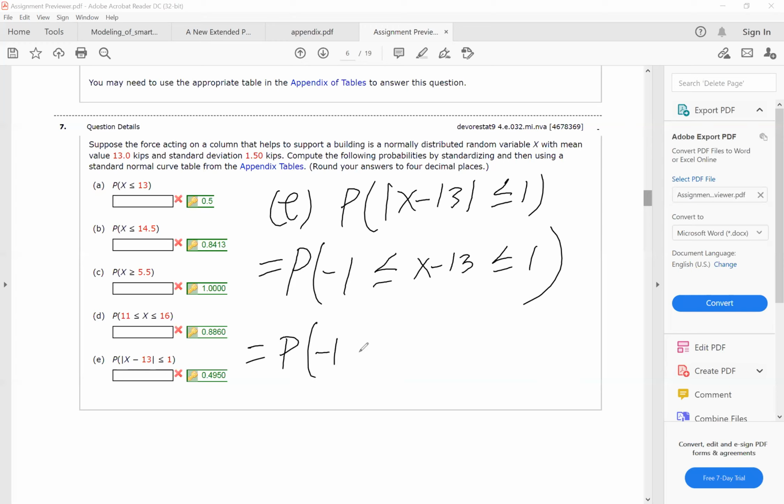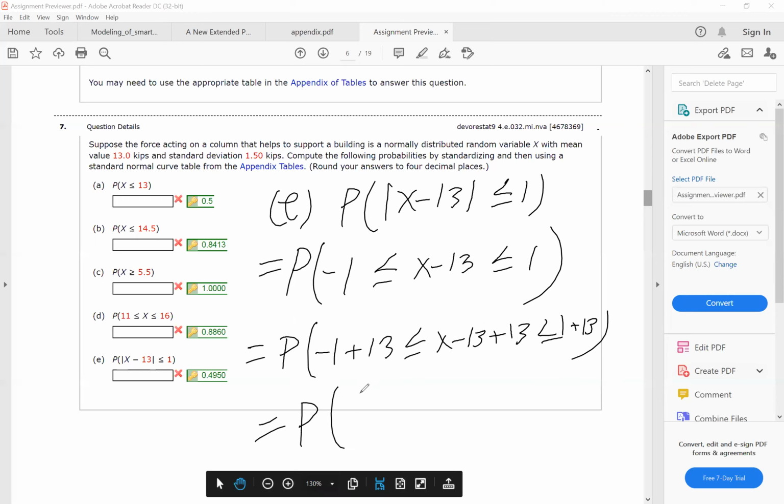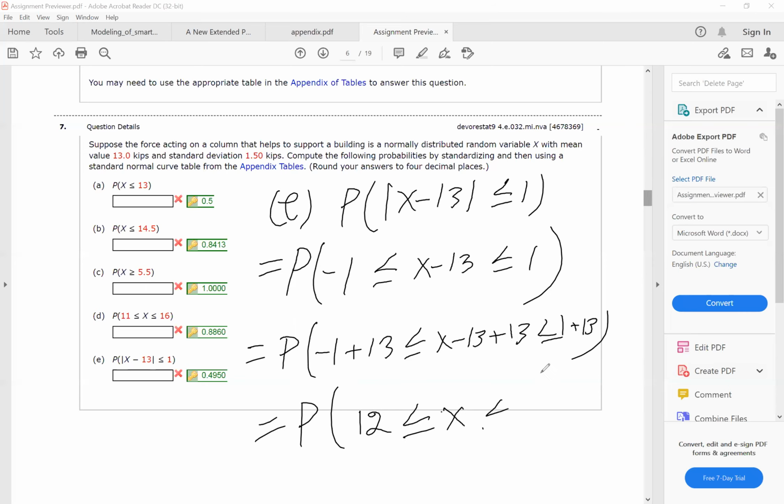So we have to add 13 to each number, because we want to isolate x. So it will be 12 and it will be 14. So that's it. We are looking for the probability where x is between 12 and 14.